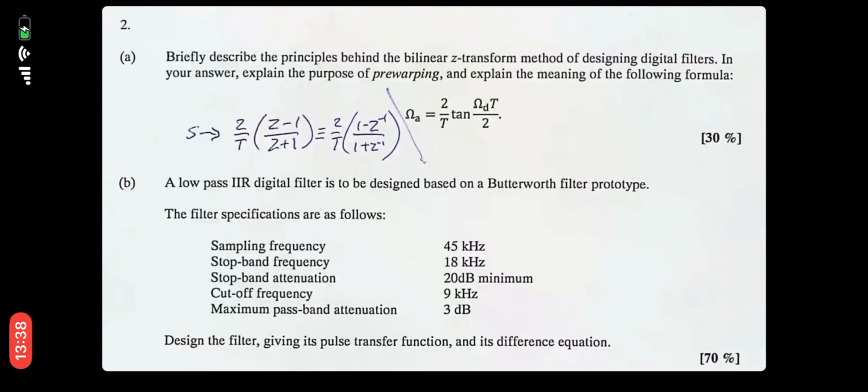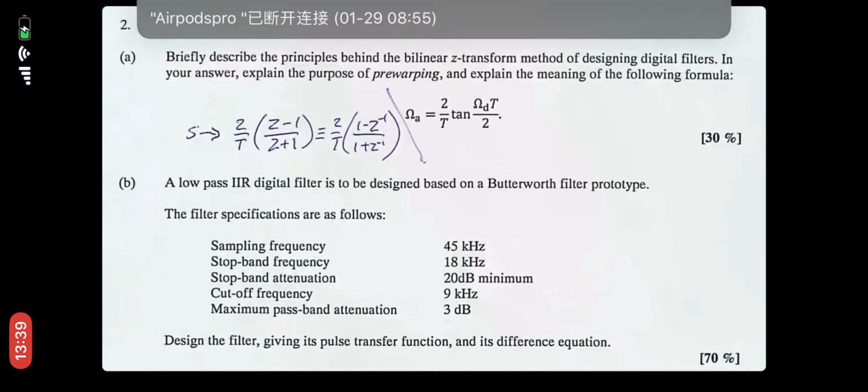Okay, let me help you out. So here, the filter specifications for the filter are given in the digital domain. These are the specifications we want the digital filter to do. But we need to work out what the filter responses are of the analog filter that we're going to design and convert back into the digital domain. So that's why pre-warping is needed.